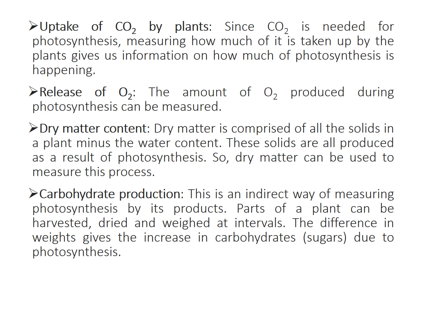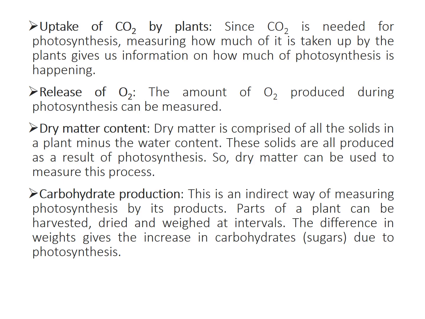The second technique is the release of oxygen. As we all know, during photosynthesis oxygen is released, so the amount of oxygen produced during photosynthesis can be measured, and it's an indication of the occurrence of photosynthesis. The next technique is the dry matter content. Dry matter content is comprised of all the solids in the plant minus the water content, and these solids are all produced as a result of photosynthesis. So dry matter can be used to measure this process.